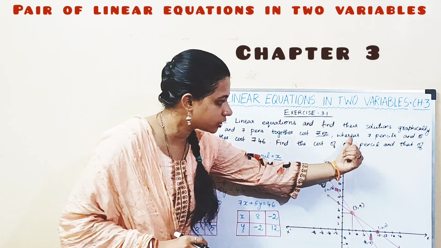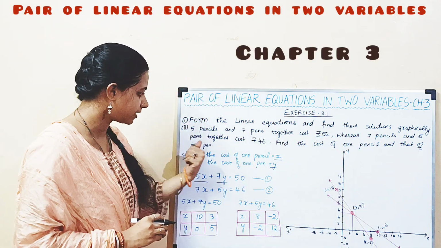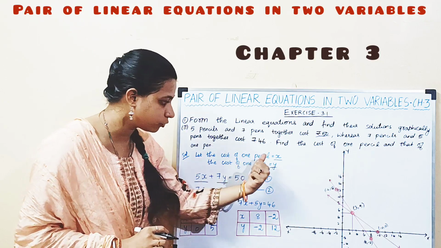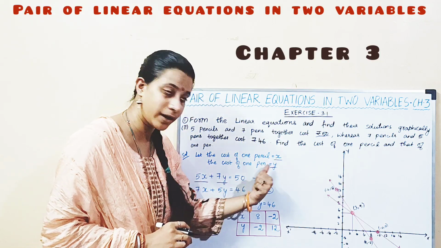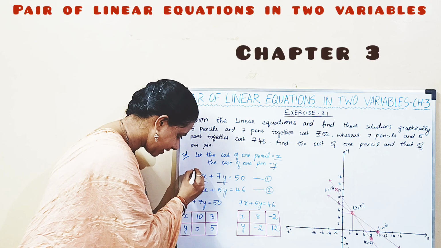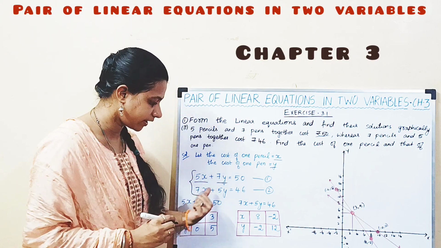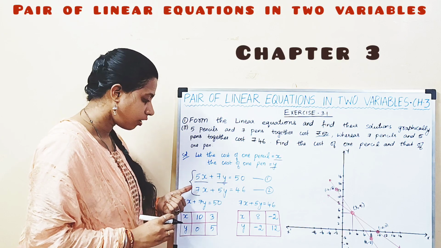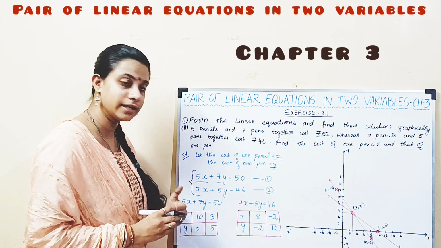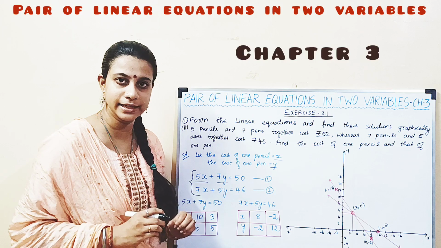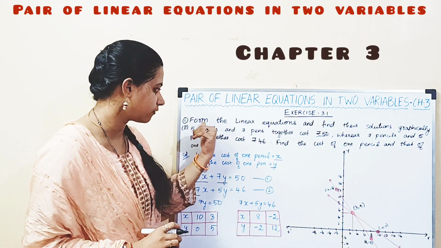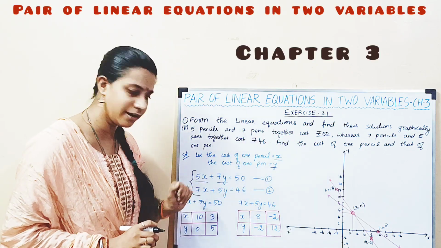Coming to the second condition, 7 pencils and 5 pens together cost rupees 46. So what will we get? 7 into x plus 5 into y equal to 46, that is 7x plus 5y is equal to 46. So these 2 are the equations, or we can say this is the pair of linear equations in 2 variables which we are getting here. The first part, forming the linear equations, we have completed.